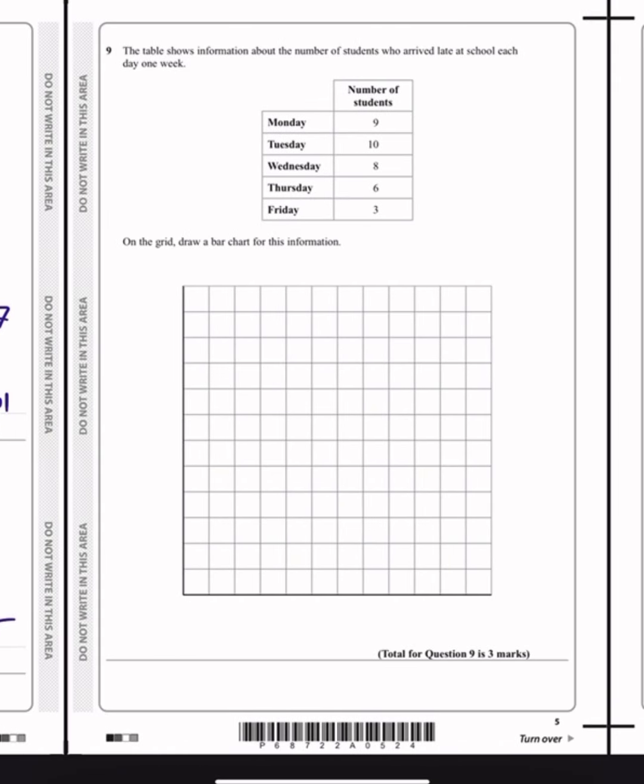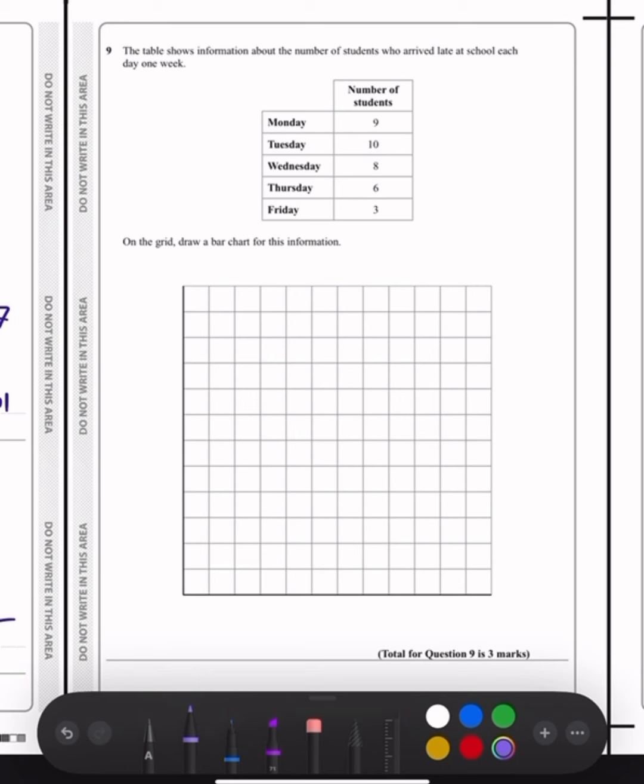Okay. So now we've been given a grid and we've been given a table. So the question says the table shows information about the number of students who arrived late at school each day of 1 week. So the number of students for Monday was 9, Tuesday was 10, Wednesday was 8, Thursday was 6 and Friday was 3. On the grid, draw a bar chart for this information.